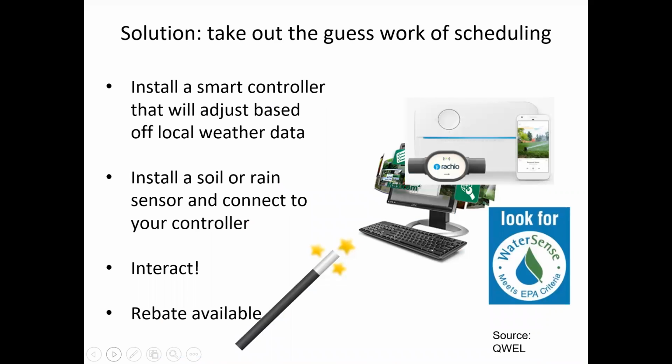And if that seems a little bit too hands-on, you can also take the guesswork out of scheduling and install a smart controller that will adjust based off of local weather data. You can even get it to be more localized by installing a soil or rain sensor and then connecting that to your controller as well. One thing I do want to mention about smart controllers is that they do require some form of interaction. You don't want to set it and forget it. You want to make sure that things are still being programmed correctly and that it's doing what your plants' needs actually are. We also have a rebate available for this type of equipment.